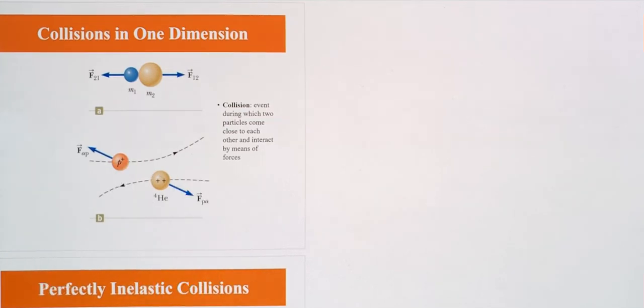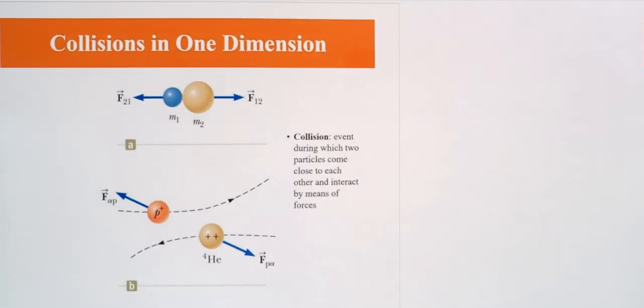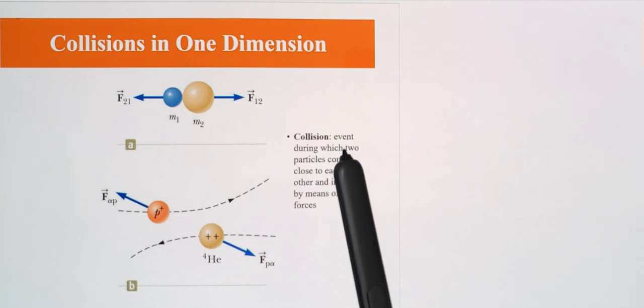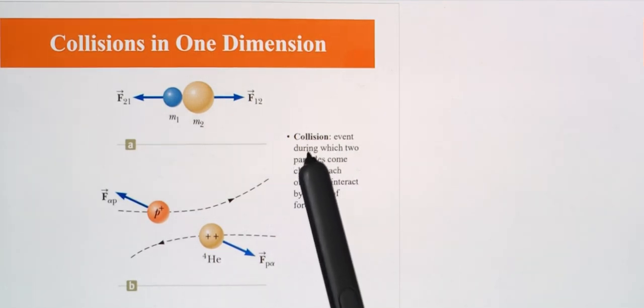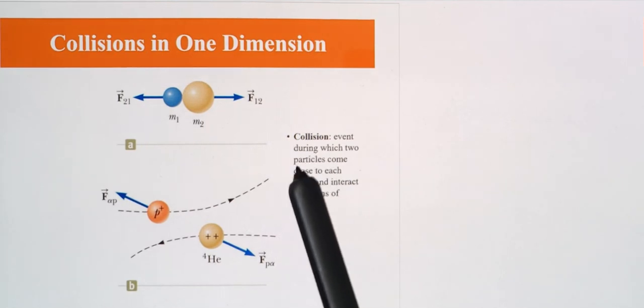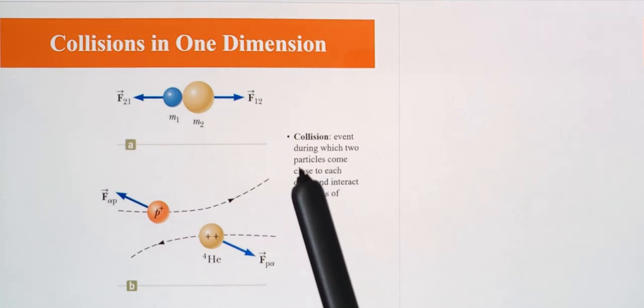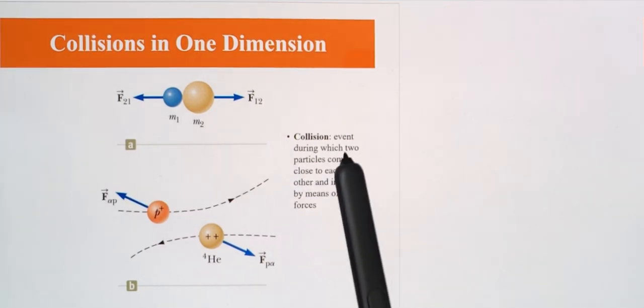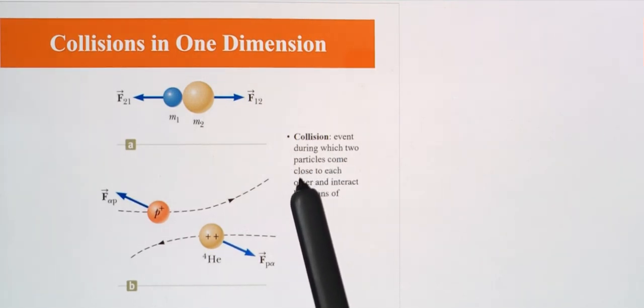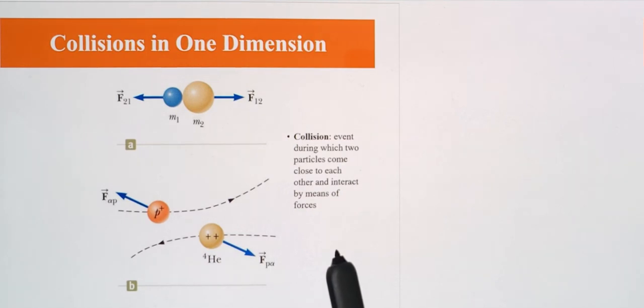Now let's talk about collision in one dimension. When we say collision, most of us will think that one particle will physically hit another particle. And that's not necessarily the case. We define collision as an event during which two particles come close to each other and interact by means of forces.